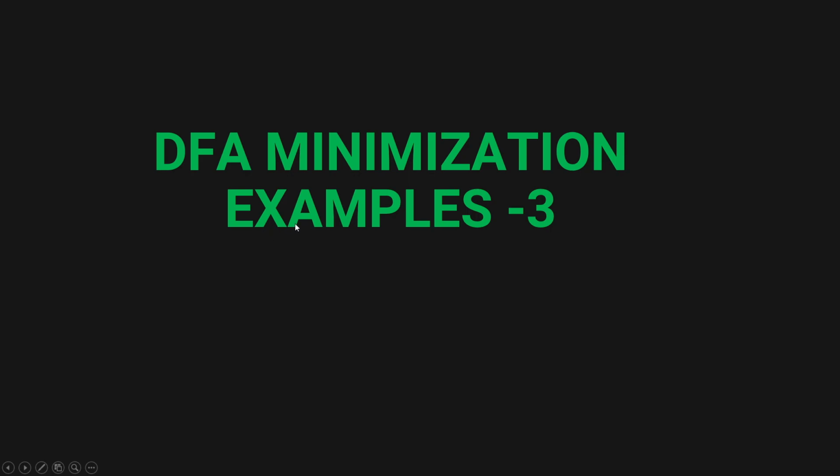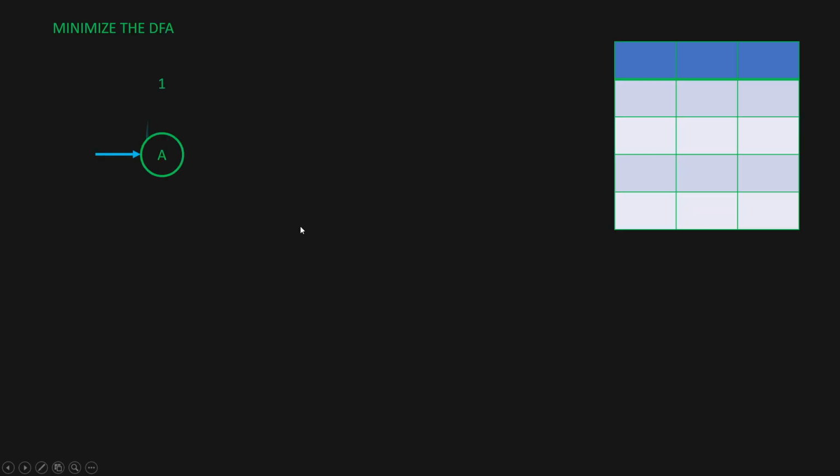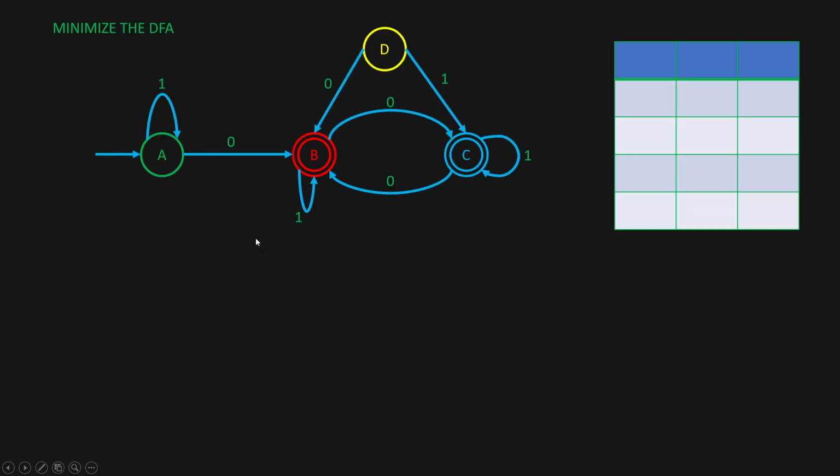So let's begin with DFA minimization example number 3. We are given this DFA over here. We have got 4 states A, B, C and D. Alright, now let's look at the problem. And before starting with finding out the equivalent states, let's look at all the states.